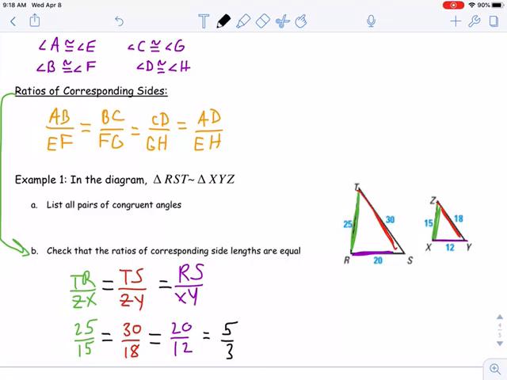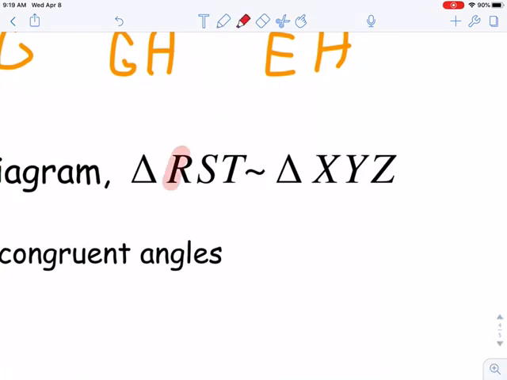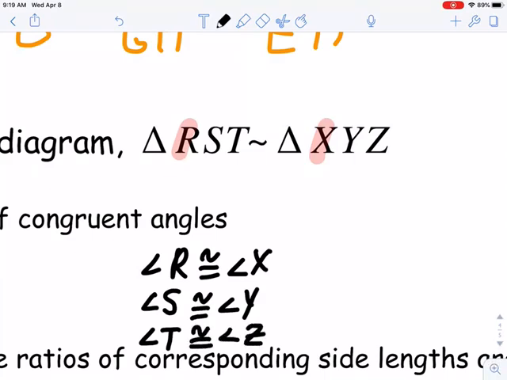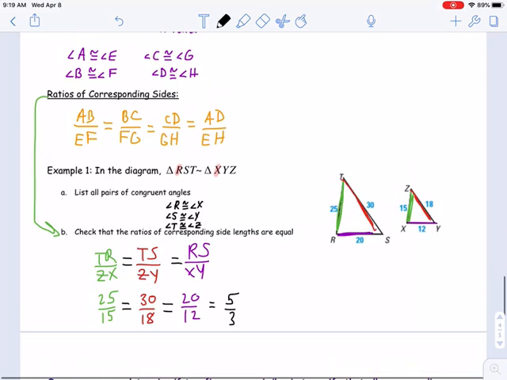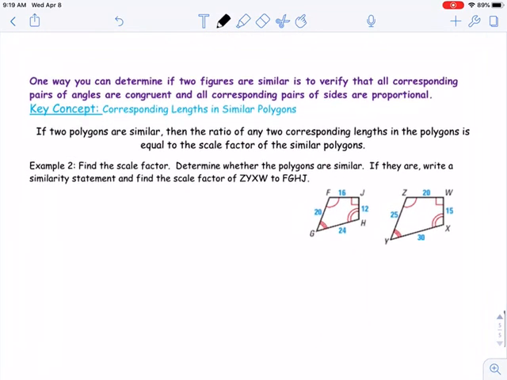Now let's do part A where it says list all pairs of congruent angles. Well, remember, these similarity statements are powerful in themselves. We don't even have to look at the picture. I can just look at the similarity statement and know that angle R is congruent to angle X. Similarly, I know S is congruent to Y. I don't even have to look at the picture. I can just analyze the similarity statement. All right? So that's what that means. We'll be doing a lot of this in the future. Again, we're just laying the groundwork today and right now. All right? And then here is the last problem of the day.